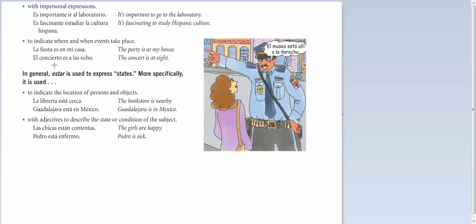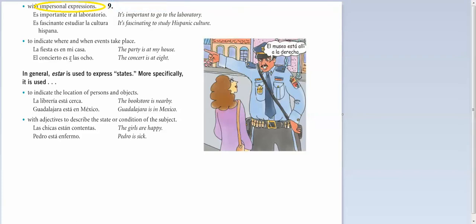Okay, a few more uses with ser. It's also used with impersonal expressions, like when you're making blanket statements and there's not a specific subject. Es importante ir al laboratorio, going to lab is important, but who's it important to, we don't know. We're just making a generalized statement. Es fascinante estudiar la cultura hispana. So studying Hispanic culture is fascinating. To whom, we don't know. It's an impersonal expression. So whenever you have those, you're also going to want to use ser.